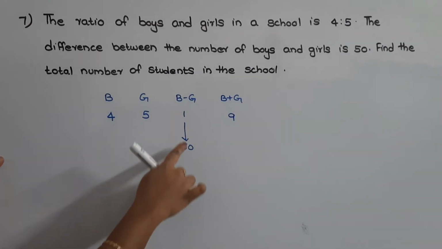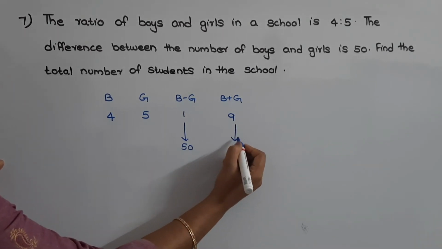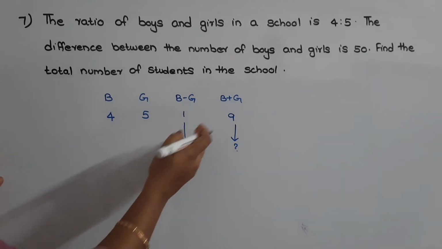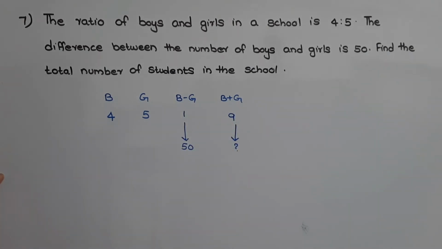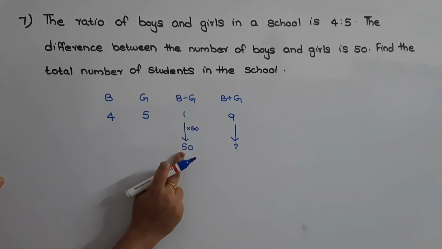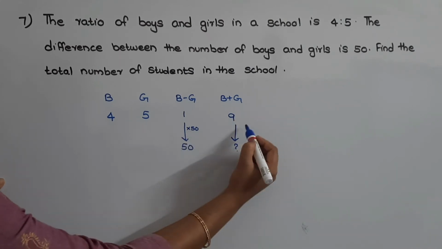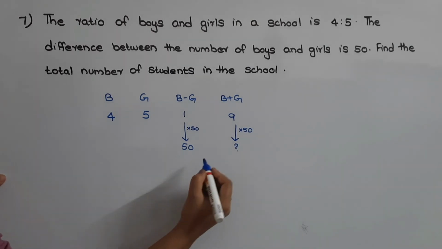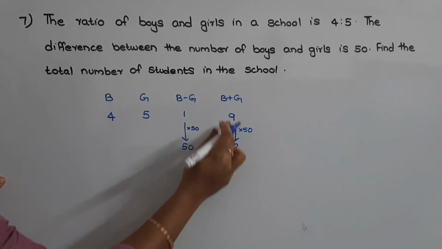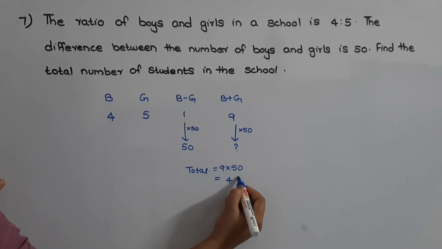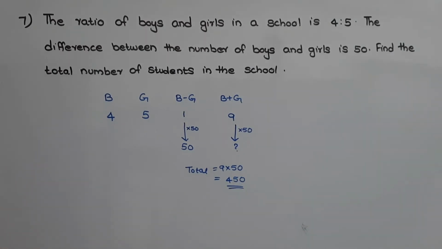So if 1 can be written as 50, how can we write this 9? On finding this value, we will get the total number of students in the school. So this we can find out by cross multiplying. Or see, when this 1 is multiplied by 50, we got here 50. So if you multiply this 9 also by 50, then you will get this value. So the total number of students will be equal to 9 into 50. So that is equal to 450. So this is the answer.